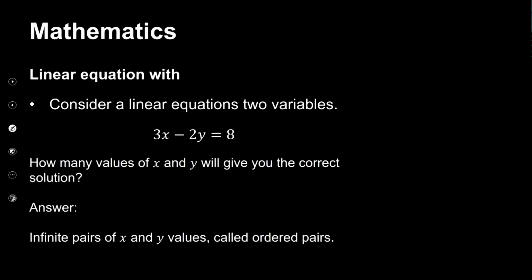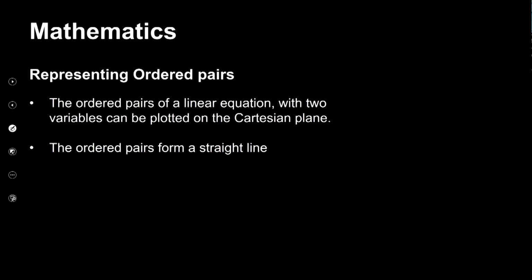Now, the answer here, as I said, how many values of x and y will give you the correct solution? There are infinite pairs of x and y. Now, what do I mean when I say infinite pairs? We call these the ordered pairs, right? It's normally an x value and a y value, and we order them using brackets. Now, to represent ordered pairs, we use a Cartesian plane, right? So the ordered pairs of a linear equation with two variables can be plotted on a Cartesian plane, which I'm also going to show you just now.